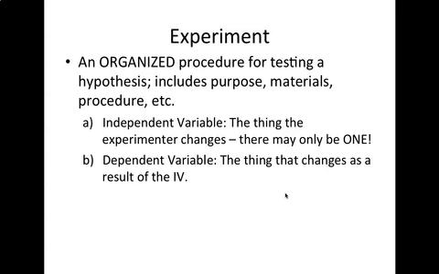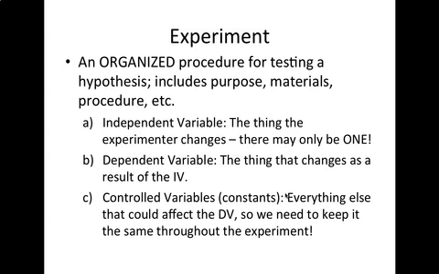Other things might change along the way because of your one independent variable, but you're really only researching one of those things. Now, this last one, there's going to be a lot of the control variables. Those are those things that we could have as independent variables if we wanted to, but it's not what we're looking for. They're things that we're going to hold constant. It's anything that could affect the dependent variable. So we need to keep it the same throughout the experiment.